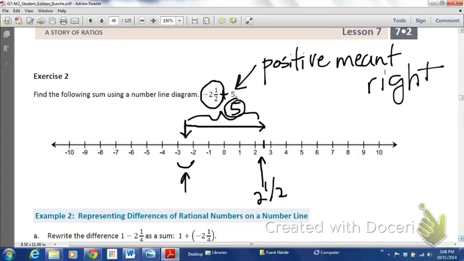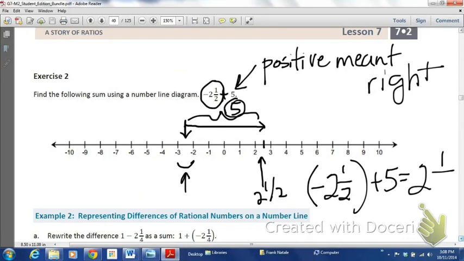Okay, and how does that look as an equation? Well, it would look like this. It'd be negative 2.5 plus 5 equals 2.5.